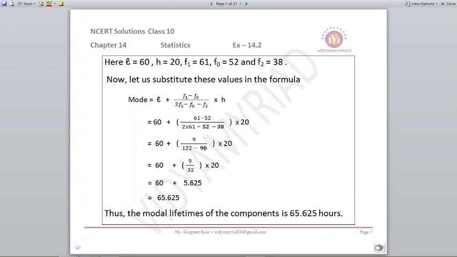What is 20? 20 is H, the difference between the modal class. So 60 plus, on solving I get 5.625 which is 65.625. So thus the modal lifetime of the components is 65.625 hours or 65.6 hours approximately.